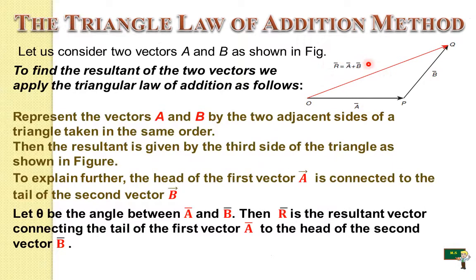To explain further, the head of the first vector A is connected to the tail of the second vector. Let theta be the angle between A vector and B vector. Then R is the resultant vector, connecting the tail of the first vector to the head of the second vector. This is the tail of the first vector A and this is the head of the second vector B.